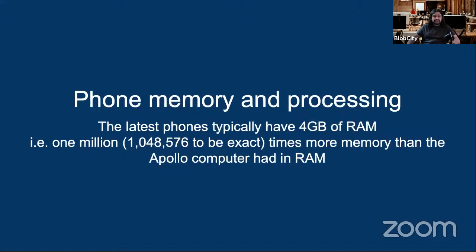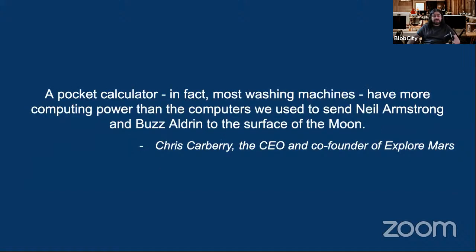Today's phones have over 1 million times more RAM than what an Apollo guidance computer had at that moment, right? In fact, Chris Carberry, the CEO and co-founder of ExploreMars, made the statement that a pocket calculator, in fact washing machines, have more computing power than the computers we used to get Neil Armstrong and Buzz Aldrin to the surface of the moon, right? This is what it is.